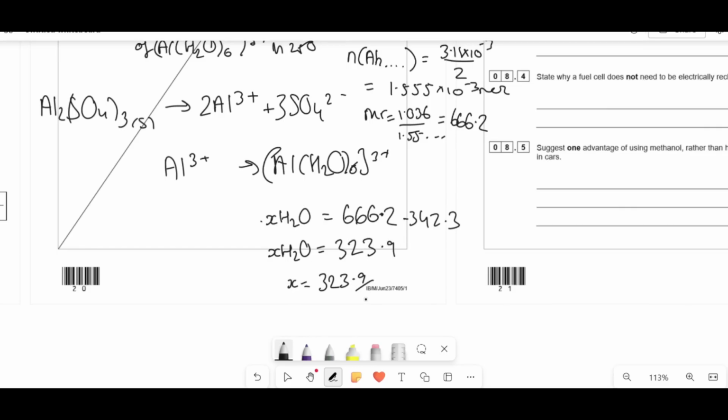So then you can find out what X is by just doing 323.9 divided by 18, which is 17.99, give it up, it's 18. There you go, that's how you do every single one of these ever.